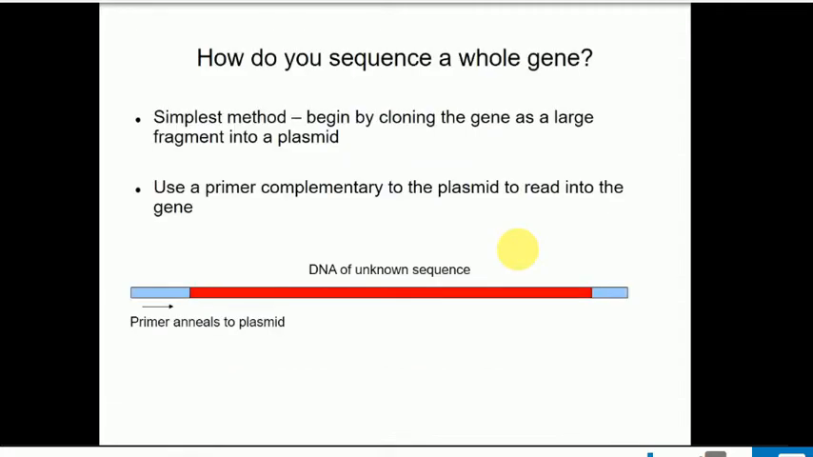Okay, so that's the basic idea of DNA sequencing. Does anyone have any questions about that before I move on? Is everyone okay on the basic principles? And some of you have probably done this as part of your undergraduate projects, I imagine.